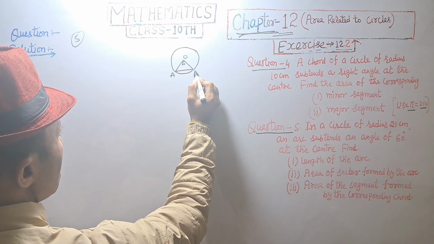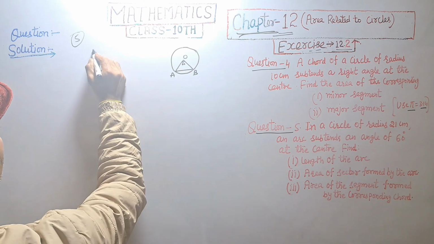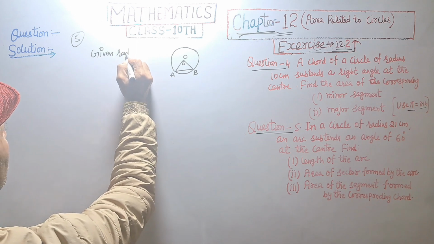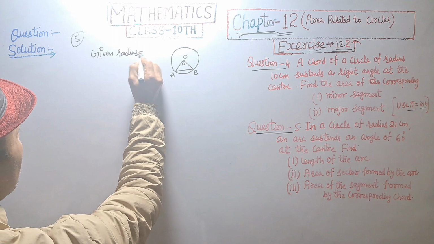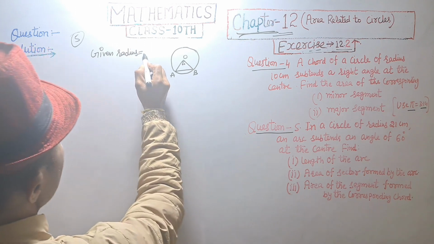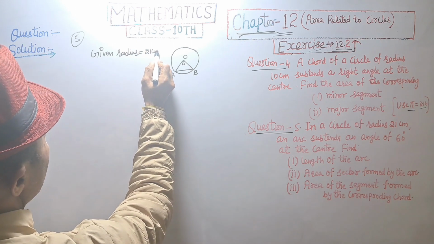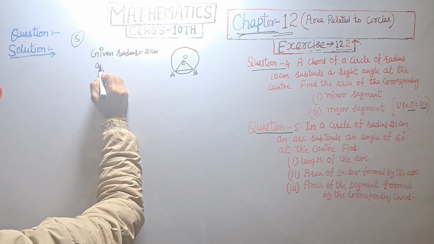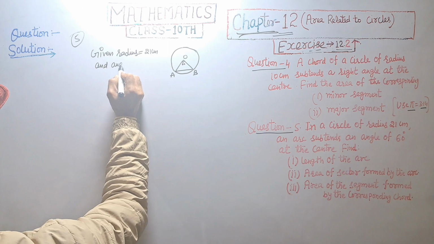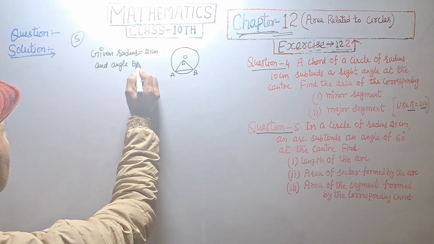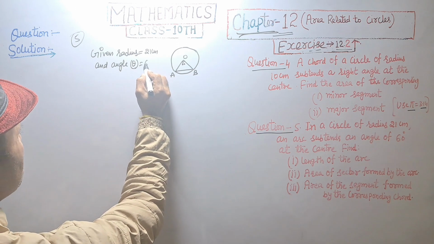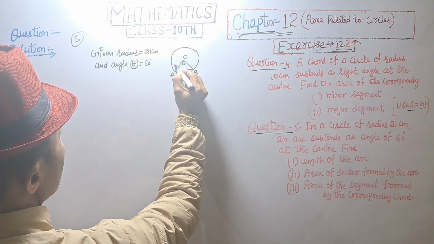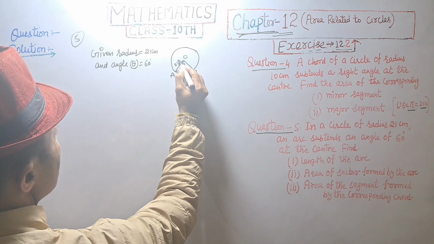In triangle OAB, given radius is equal to 21 centimeter and angle theta is equal to 60 degree.